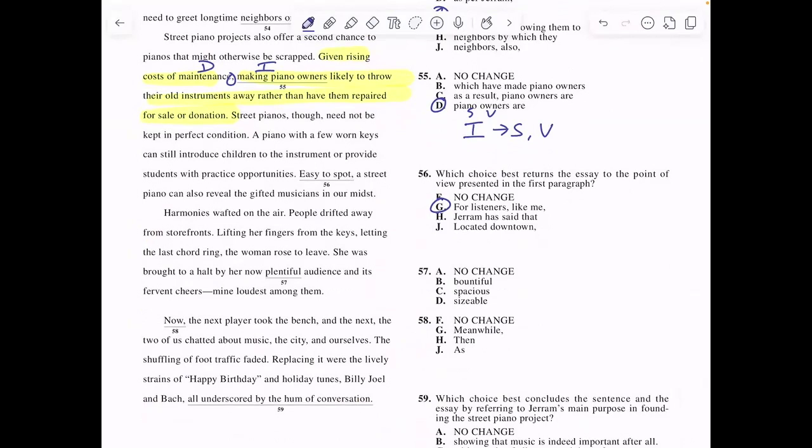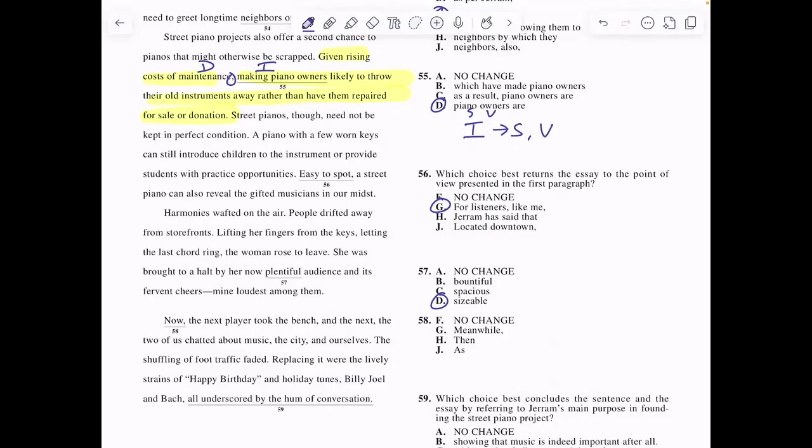She was brought to a halt by her now plentiful audience and its fervent cheers, mine loudest among them. Plentiful audience. So something plentiful is a lot. Something bountiful is a lot. Spacious. These all on their surface kind of mean the same thing. But if you're talking about an audience size, it's going to be sizable. The sizable crowd. You wouldn't say the plentiful crowd. You would say, there's plenty of food for the student athletes. You wouldn't say there's sizable food. So plentiful would be amount of something, versus if we're talking about people, it'd be like sizable.